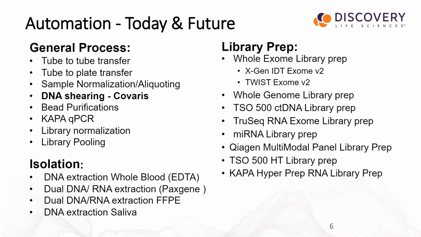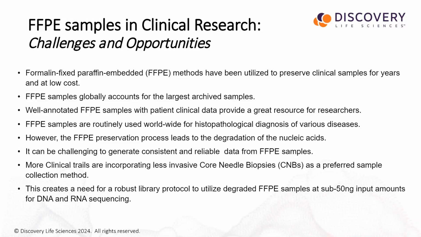Some of the library preps have been automated, as you can see on your right-hand side. This includes the whole exome library prep, using both the IDT exome as well as the Twist Exome v2, whole genome, TSO 500 cell-free DNA, TruSeq RNA Exome, microRNA library prep, the QIAGEN multimodal panel, and the TSO 500 HT high throughput. This is for solid tumor, and the Kapa HyperPrep RNA library prep. We have a fleet of robots that includes Beckmans, Hamiltons, and Cyclone robots.